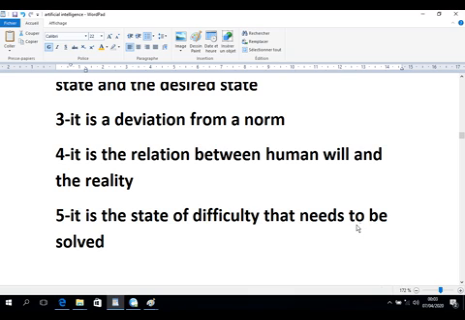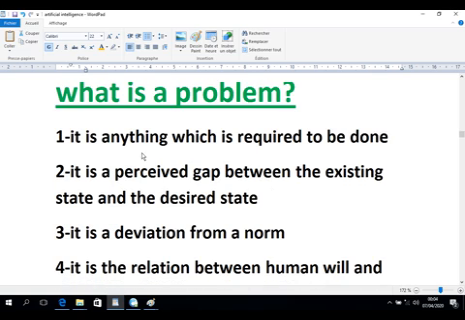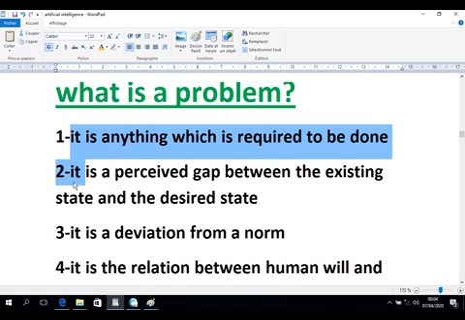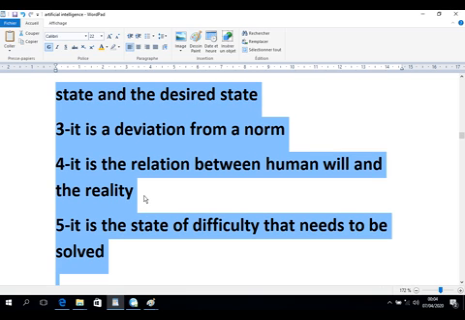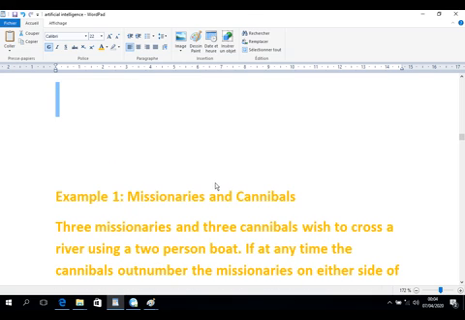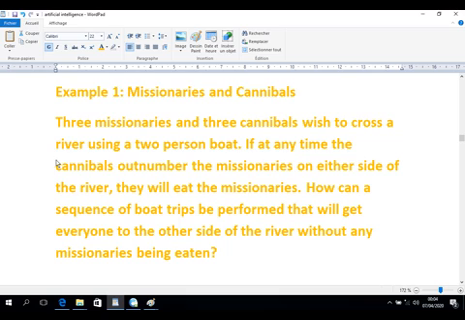We can equally define problem as a state of difficulty that needs to be solved. So these are the various ways to define a problem.